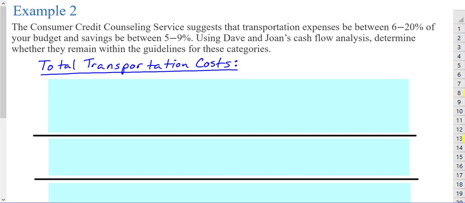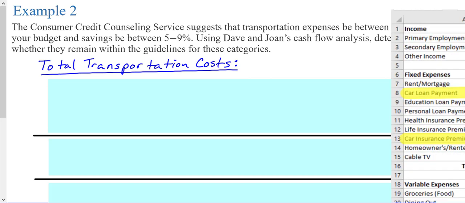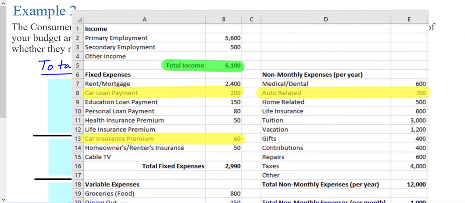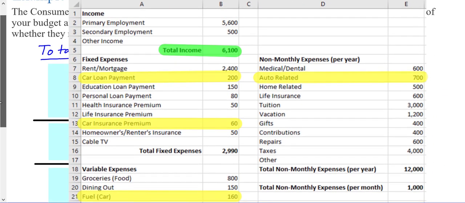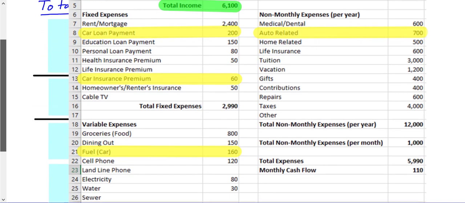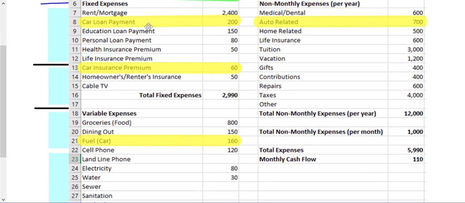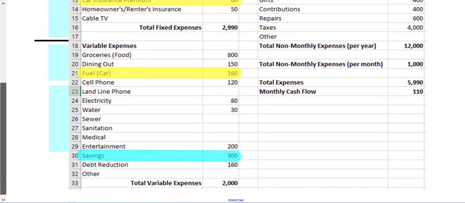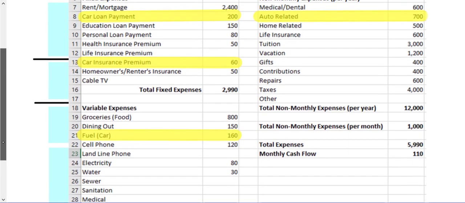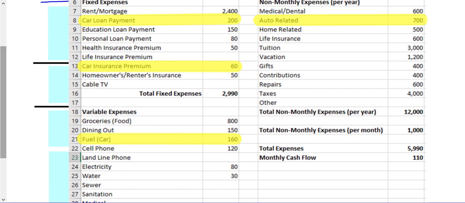So the first thing we need to do is figure out what the total transportation costs are. So if we look at this, the areas I've highlighted in yellow deal with transportation: car loans, car insurance, fuel, auto related. Those 4 areas all relate to transportation. So you would want to add them all.